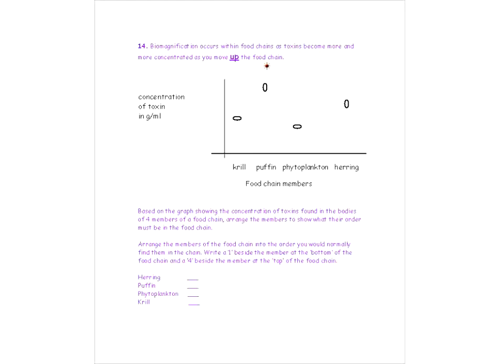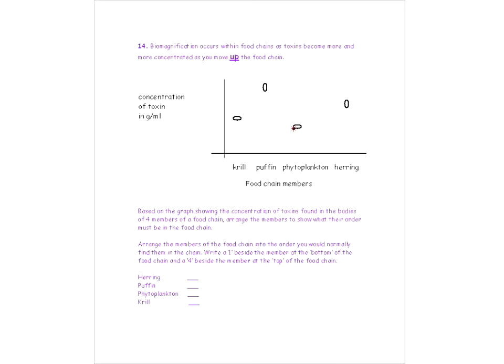It says, based on the graph showing the concentration of toxins found in the bodies of 4 members of a food chain, arrange the members to show what their order must be in the food chain. Arrange the members so that 1 is the member at the bottom of the food chain, and 4 is the member at the top of the food chain.